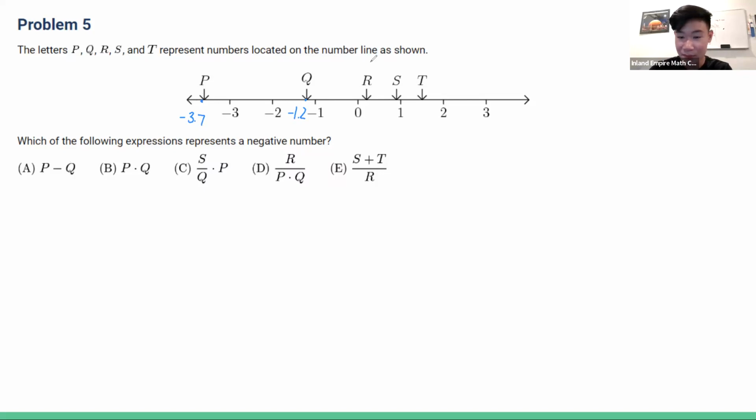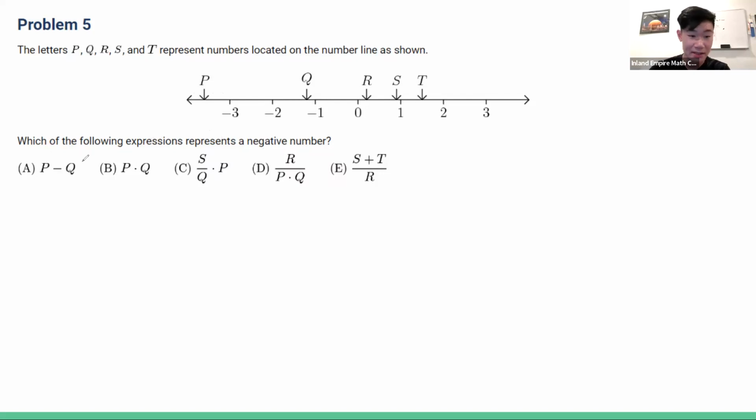So remember what I said at the beginning of the meeting? Sure, you can do all the math, but there's always simpler ways to do it. So how I would recommend doing this is actually just using the rules of negative numbers. It's asking which of the following expressions represents a negative number. So I can just try plugging in numbers that seem like what they would be on the number line.